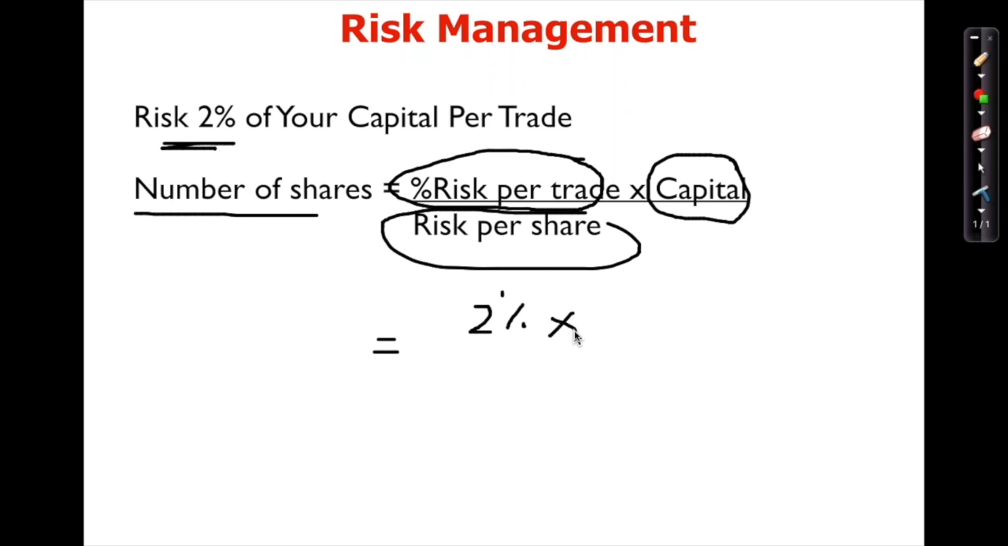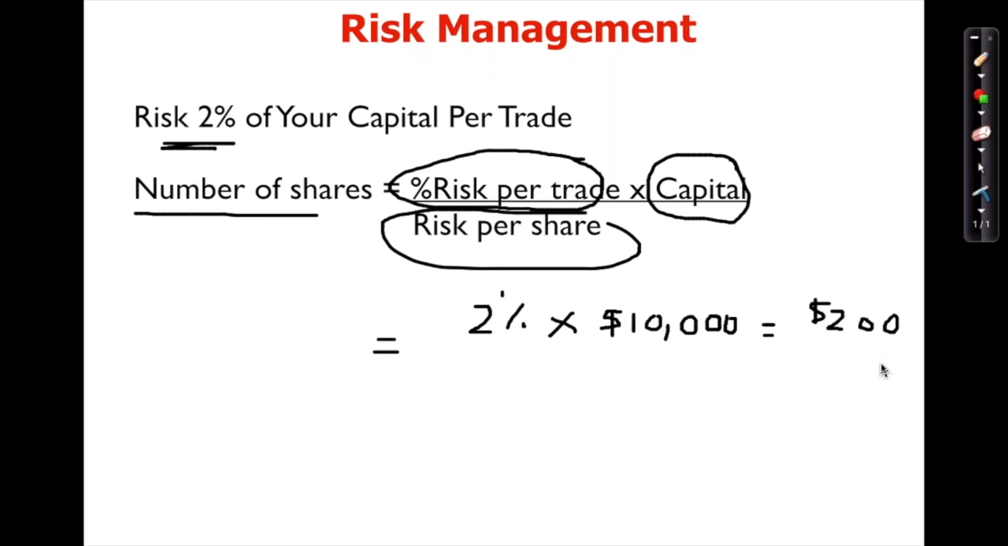Now multiply by your capital. This all depends on your capital. Let's imagine you have $10,000 in capital to trade. So you will multiply 2% by 10,000. That equals $200. In other words, if you have $10,000 in capital, you should not lose more than $200 on any trade. You cannot lose more than $200 on any trade. Why? Because that represents 2% of your capital. Got it?